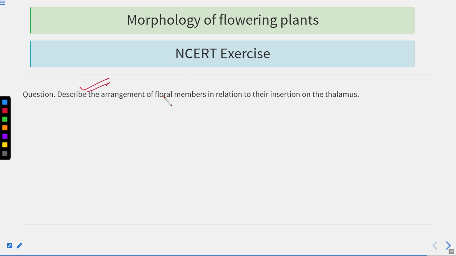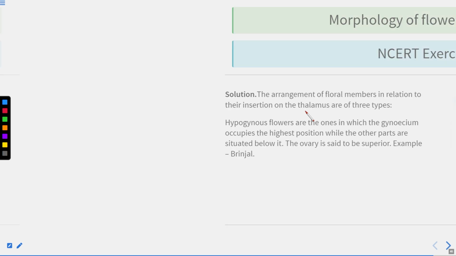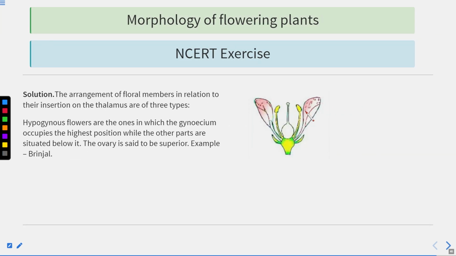Okay, next question comes here. Describe the arrangement of floral members in relation to their insertion on the thalamus. How the floral members, meaning calyx, corolla, androecium, and gynoecium, are inserted on the thalamus. Very, very important question.